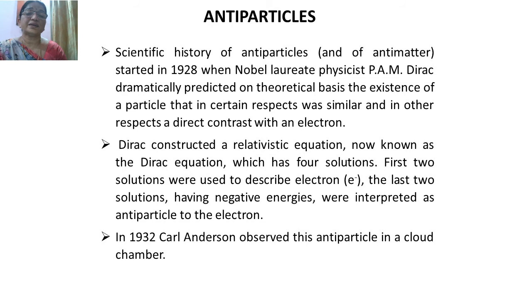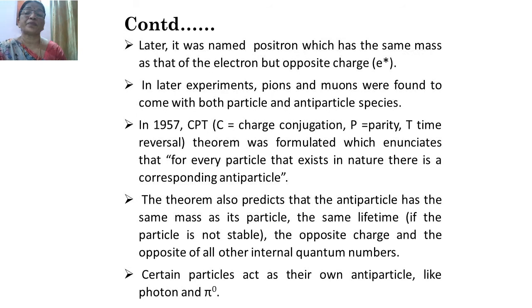Dirac constructed a relativistic equation, now known as the Dirac equation, which has four solutions. The first two solutions were used to describe the electron. The last two solutions having negative energies were interpreted as antiparticle to the electron. And in 1932, Carl Anderson observed this antiparticle in a cloud chamber, that is, experimentally. Later, it was named the positron, which has the same mass as that of the electron but opposite charge.